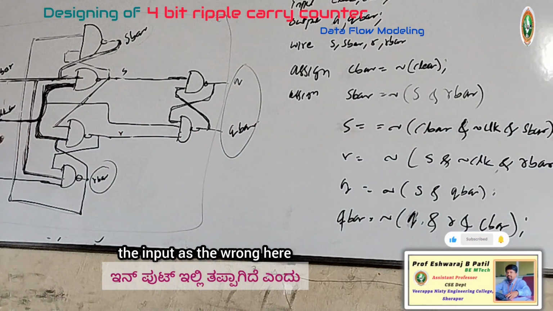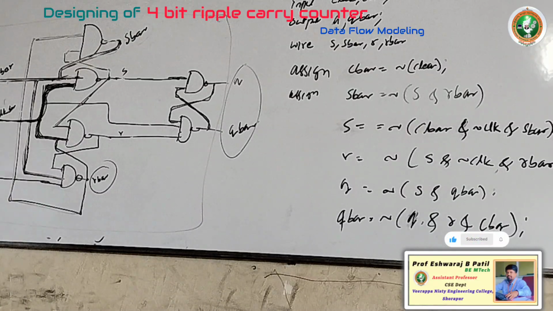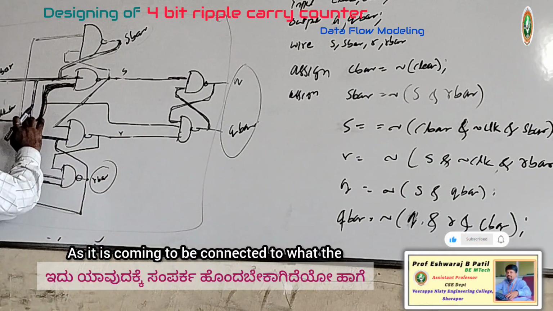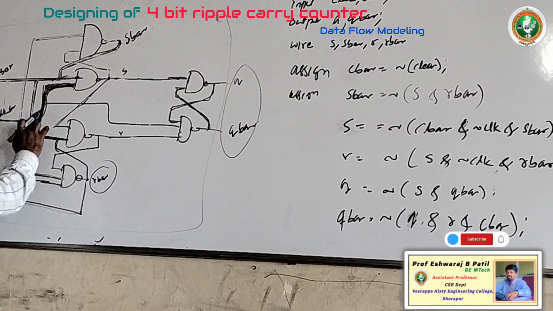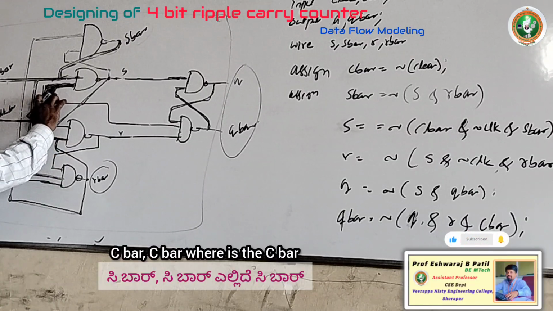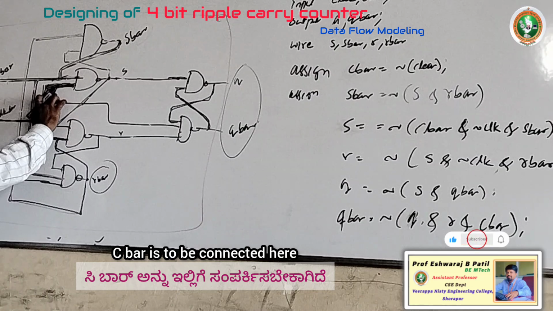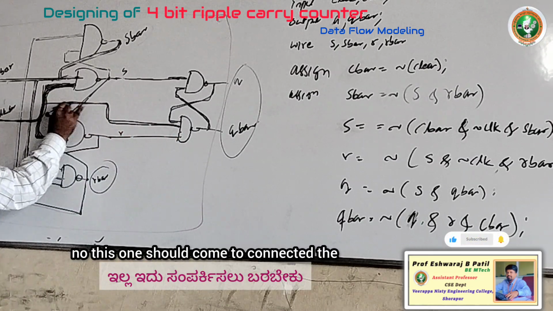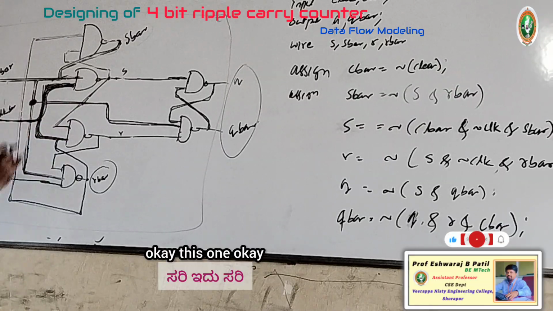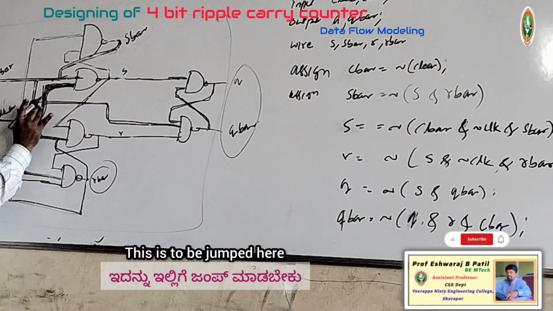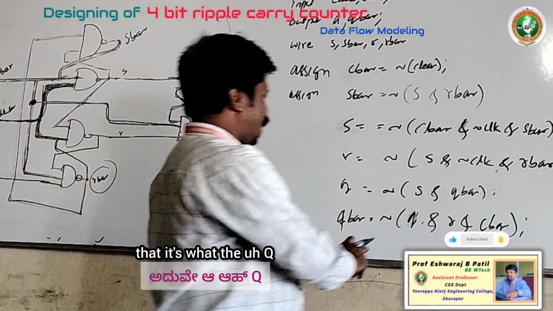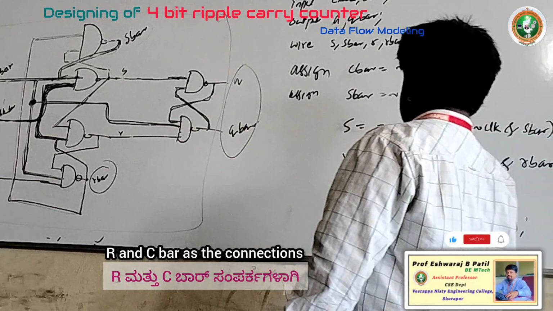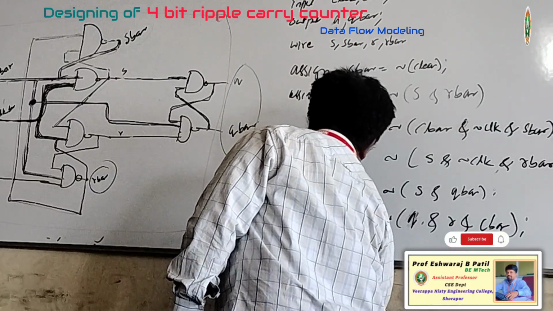I might have given the input wrongly here. Where is the C bar? C bar is to be connected here. Oh yes, C bar, this is the connection I made. This one should connect with this one only. This is to be jumped here and connected to each other, so that Q, R and C bar are the connections. Okay, this is the end module.